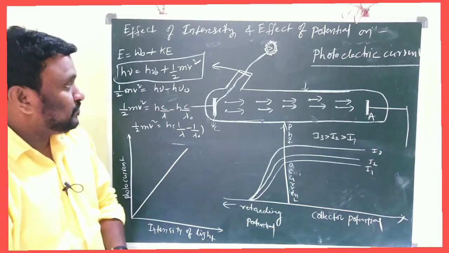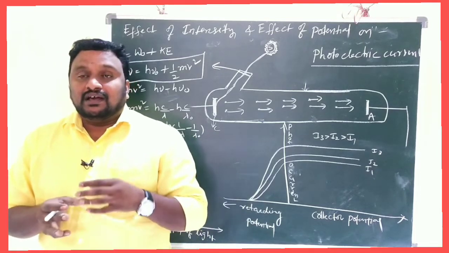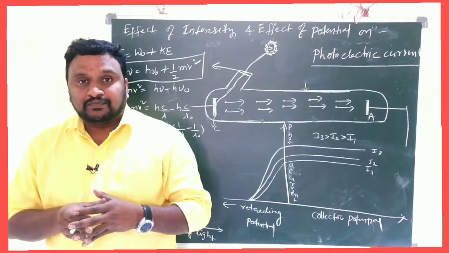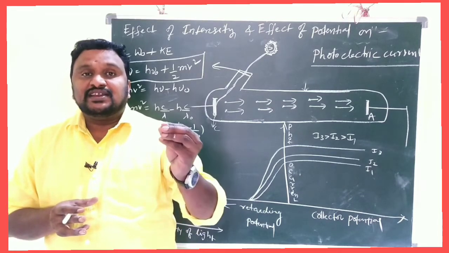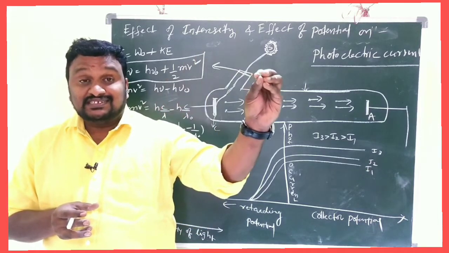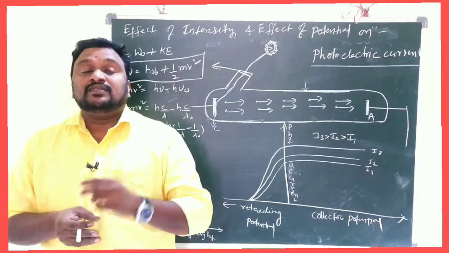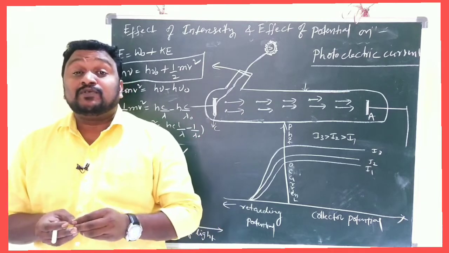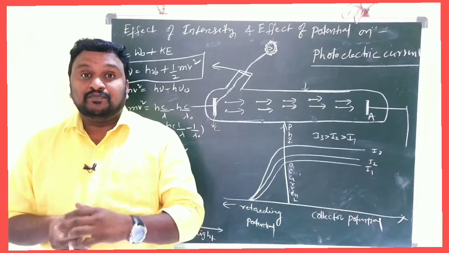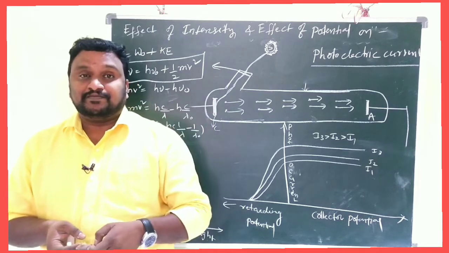Okay, let's go for that. Okay children, before going to that, I want to remind you of one definition. What is photoelectric current? When a certain amount of energy is falling on the metal surface, then the electrons are liberated from the metal surface. That phenomenon is called photoelectric effect, and the stream of those electrons is called photoelectric current.